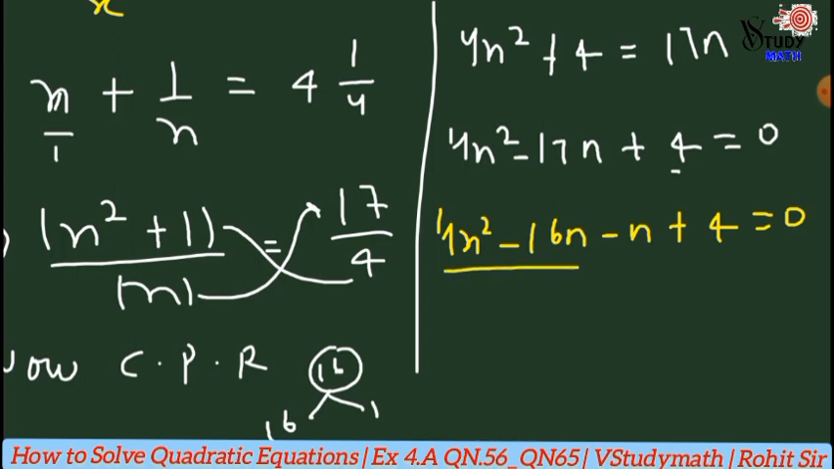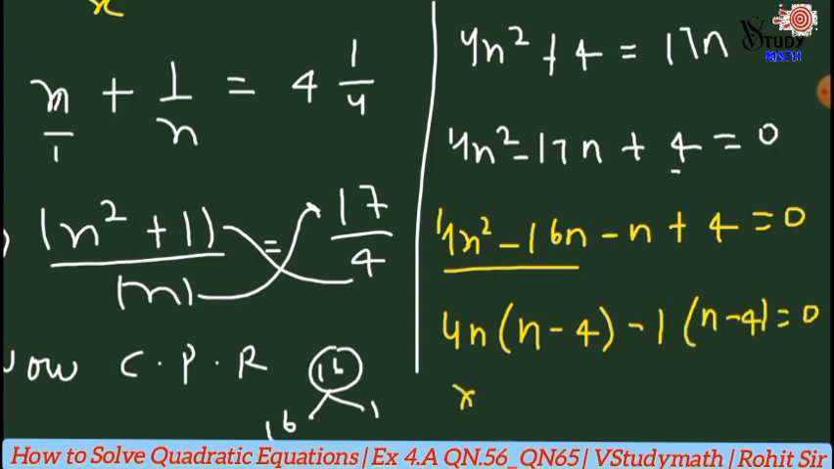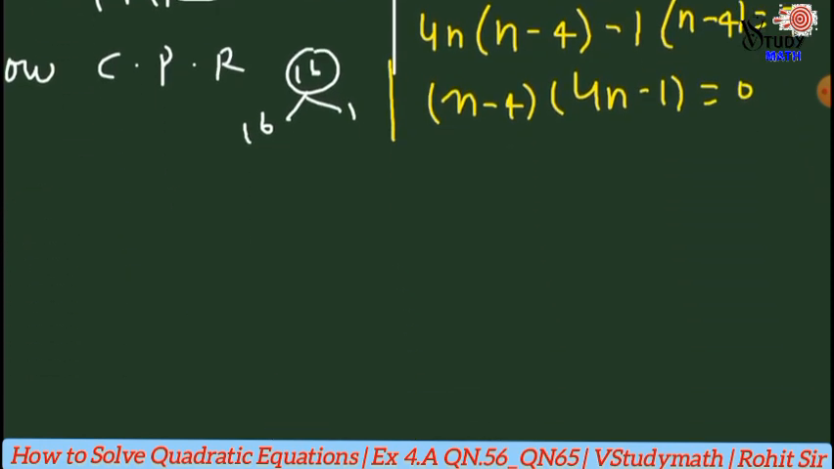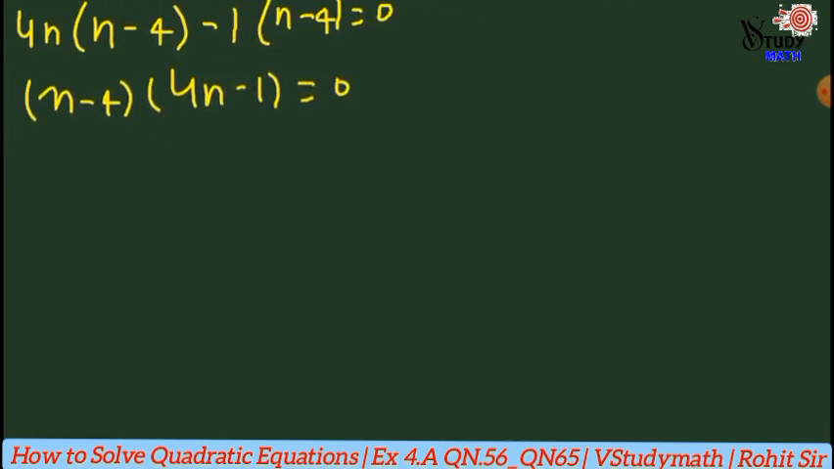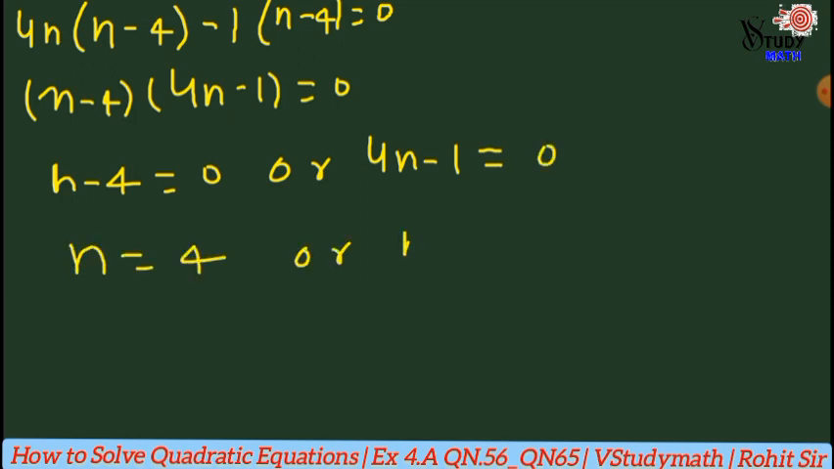Now take common. So 4n is common here. Then we have n minus 4. Now we have minus 1 as common. Then we have n minus 4 is equal to 0. Now n minus 4 is the common multiple in both the terms. Then we have 4n minus 1 is equal to 0. Now we can put n minus 4 is equal to 0 or 4n minus 1 is equal to 0. Then n is equal to 4 or n is equal to 1 by 4.